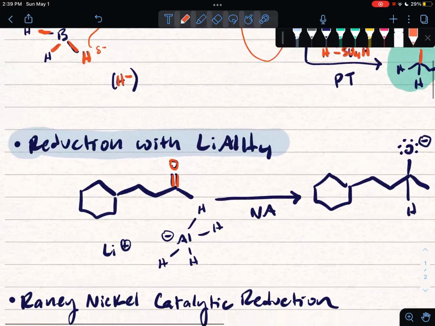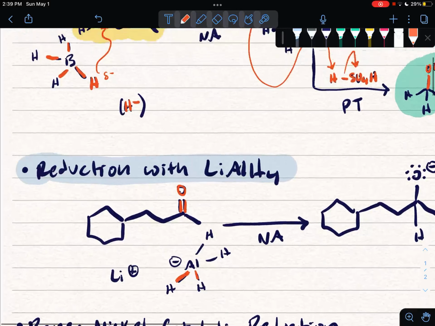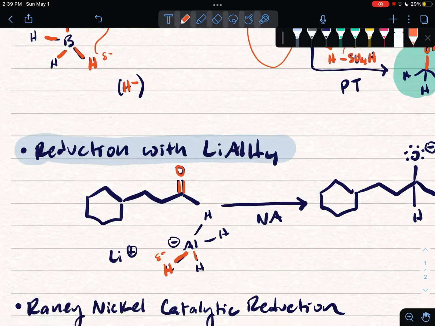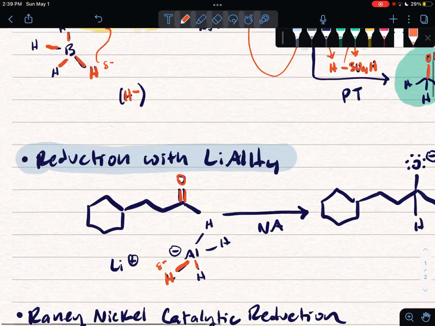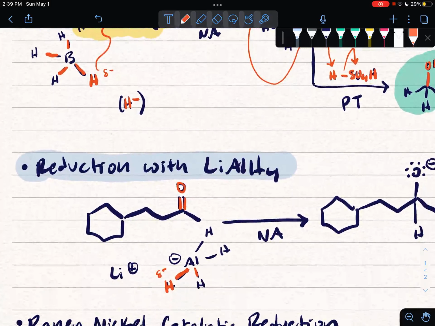So we're starting with our ketone, and we have our lithium and our aluminum connected to the hydride ions, just like the boron above. So these hydrogens are delta negative, and the LiAlH4 molecule is really good in solution because it likes to dissociate. So then these hydrogens will attack the backside of our carbonyl group because the carbon is delta positive and the oxygen is delta negative. So these electrons will move up to the oxygen.